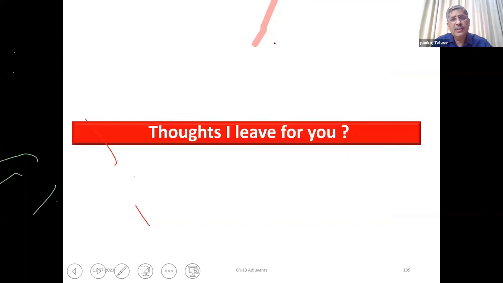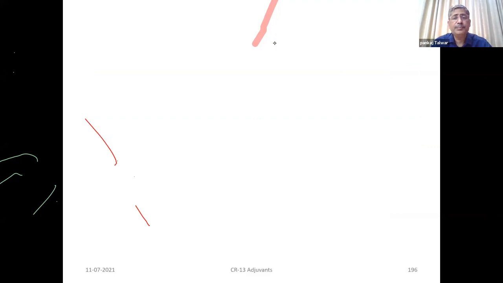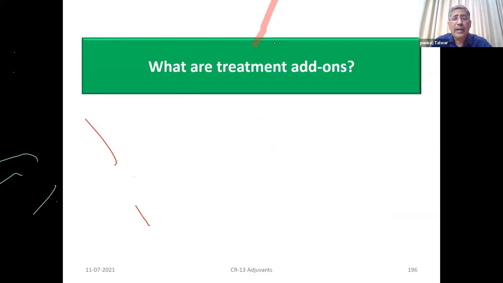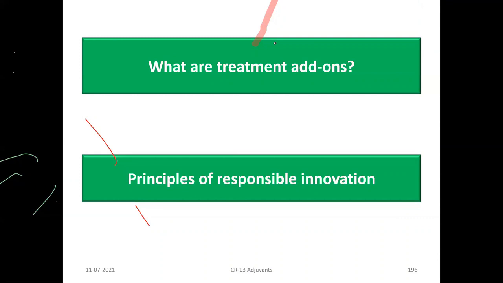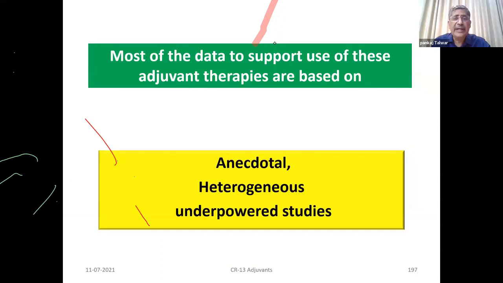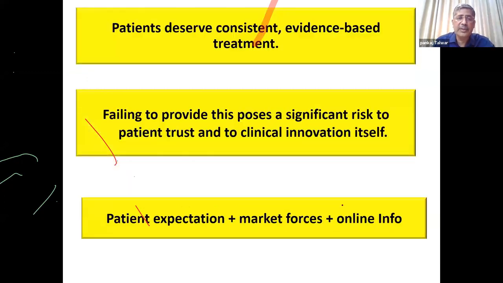So this is the way I'm going to end my talk and leave some thoughts for you. What are treatment add-ons? What should we add? What treatment do we add? Principles of responsible innovation, you have to follow. Most of the data to support these adjuvants is primarily anecdotal, heterogeneous and underpowered studies.